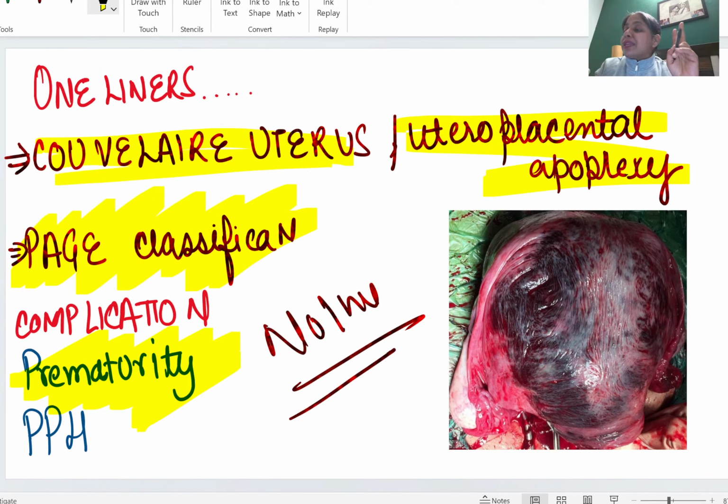Dr. Isra is asking what is the management of couvelaire uterus. Nothing, beta, it is only to diagnose. We have to just be precautious that PPH will occur and manage the PPH. So what are the complications related with abruptio? Number one, prematurity, because there is no conservative management.